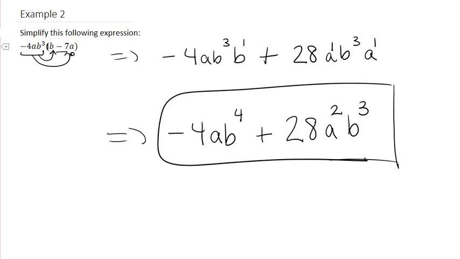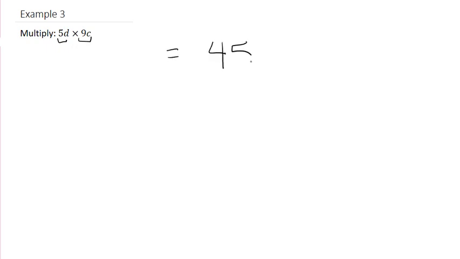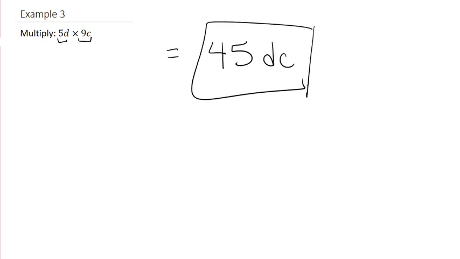Now let's do another example. Multiply the following. So we have 5d times 9c. So 5 times 9 is 45. Then we have d times c. And those are not the same, so we cannot multiply them or add any exponents between them. So it's just dc. And this would be our solution.